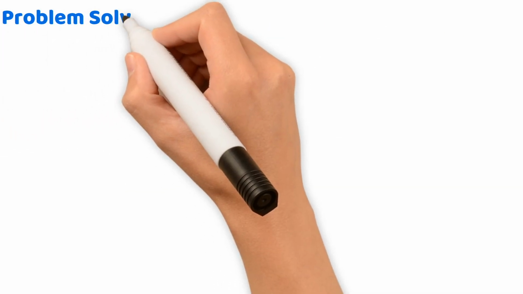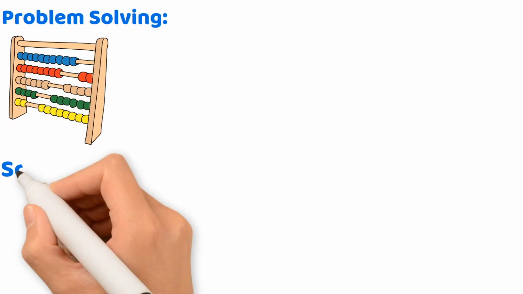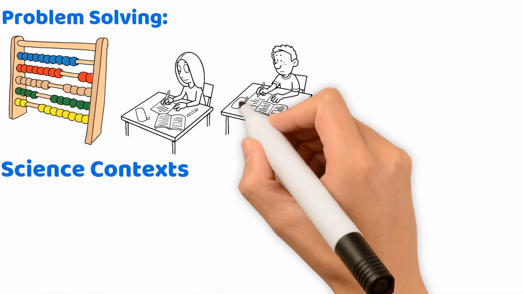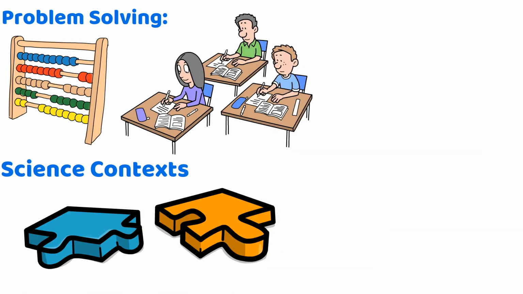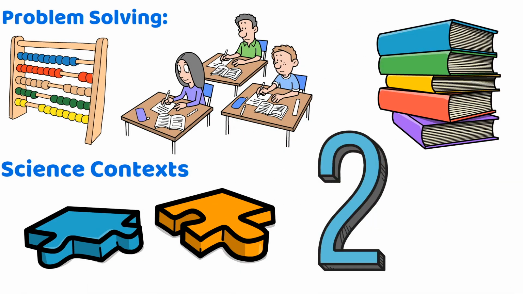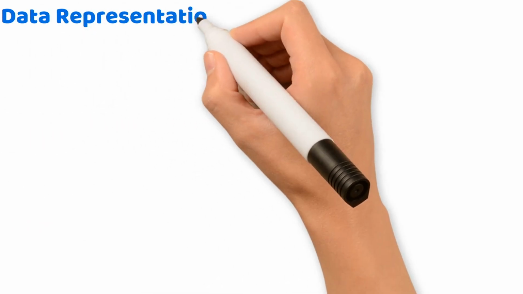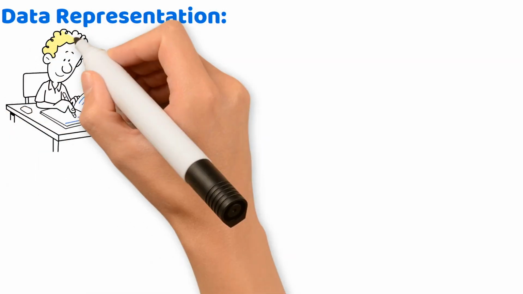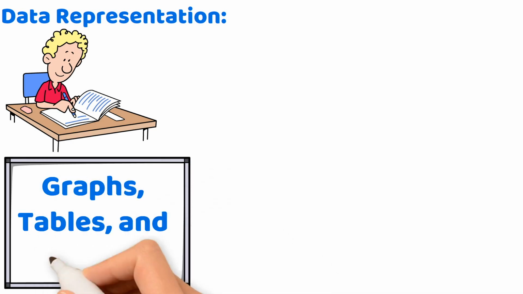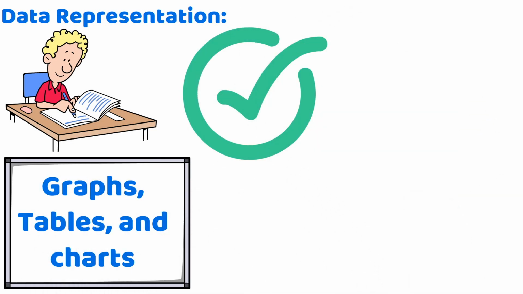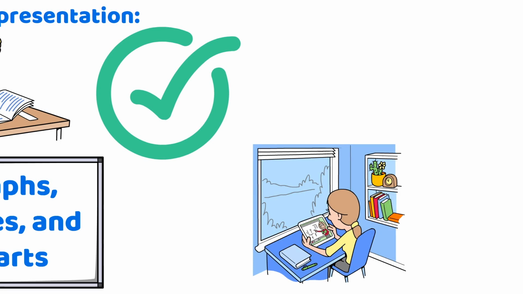Problem solving. Foster mathematical problem-solving skills within science contexts. Set up scenarios that require students to apply their math skills to figure out solutions, reinforcing the link between the two subjects. Data representation. Teach students how to create and interpret various forms of data representation, such as graphs, tables, and charts. This is crucial for communicating scientific findings effectively.